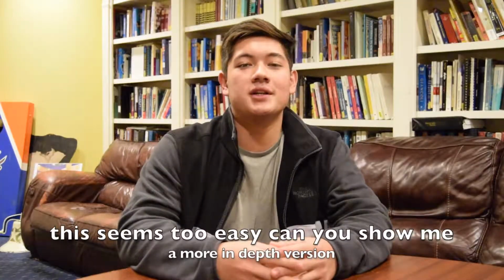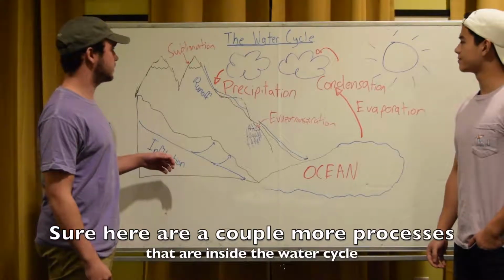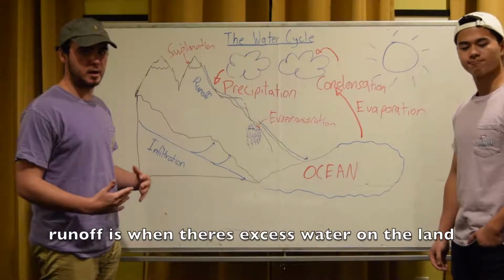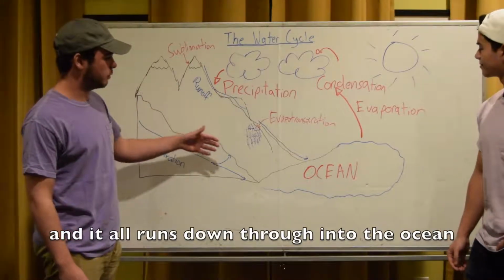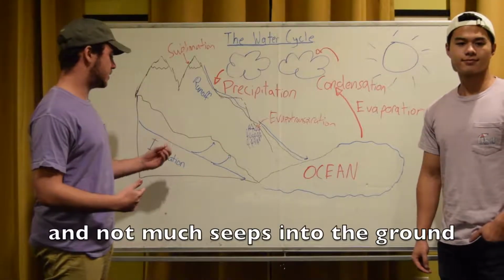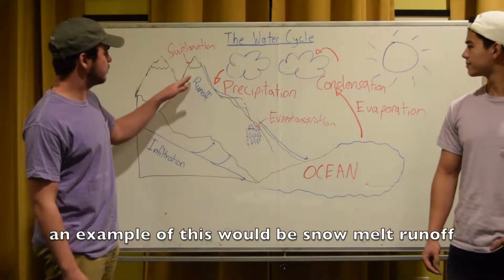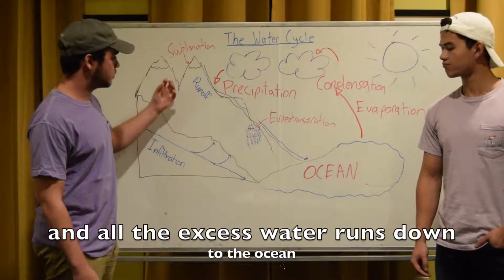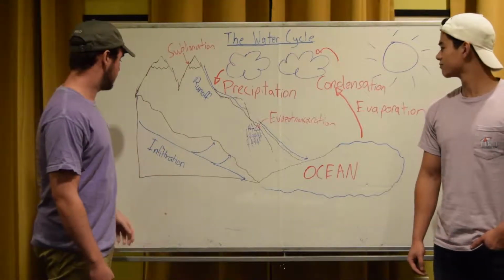This seems too easy. Can you show me a more in-depth version? Sure, here are a couple more processes that are inside the water cycle. Runoff is when there's excess water on the land and it all runs down into the ocean. This only happens when there's a lot of water and not much seeps into the ground. An example of this would be snowmelt runoff, which is when the snow melts and all that excess water runs all the way down to the ocean.